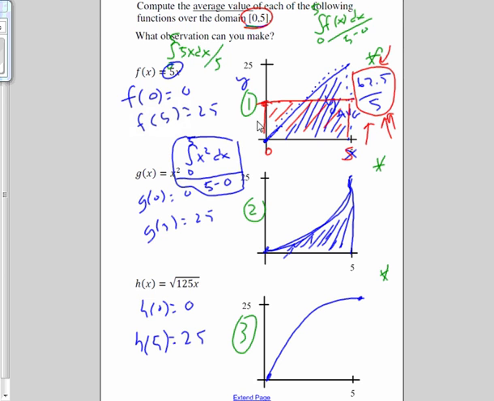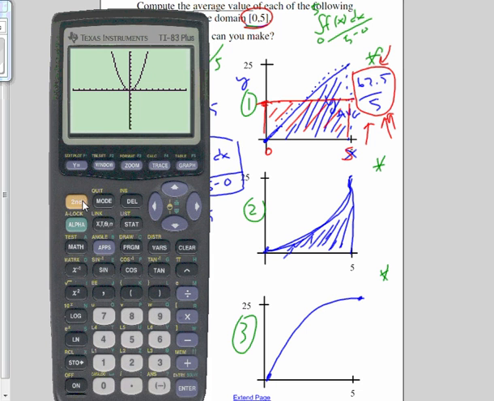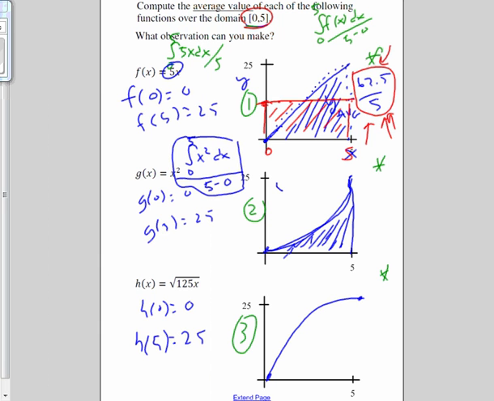Well, let's go to our graphing calculator. My function is y equals x squared. Graph it. And I'm going to integrate. So second calc, I'm going to integrate from 0 to 5. And there I get 41.66. So my average value, my y average, is 41.6 over 5. I've got a smaller y average than I did up here.